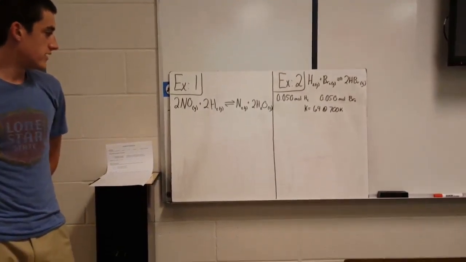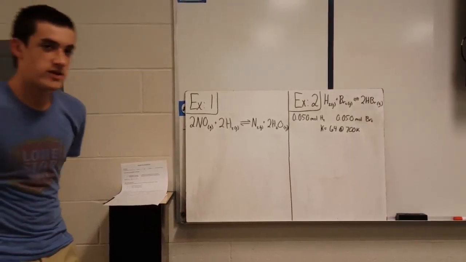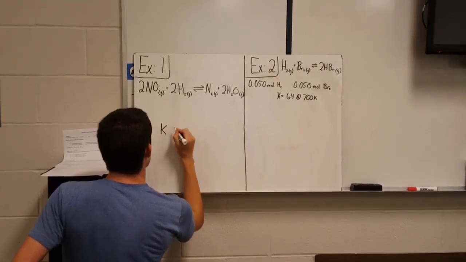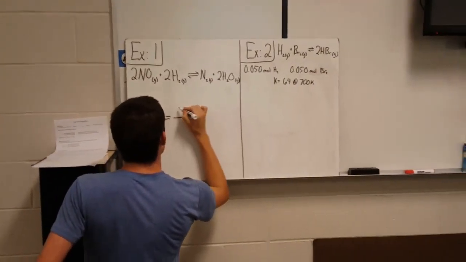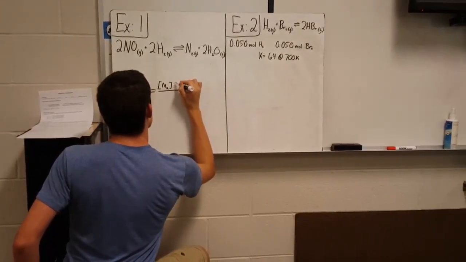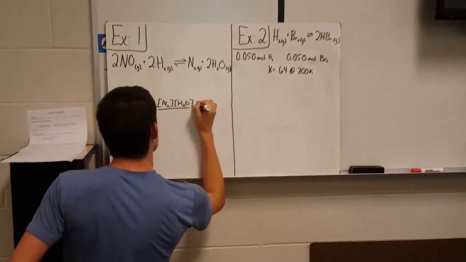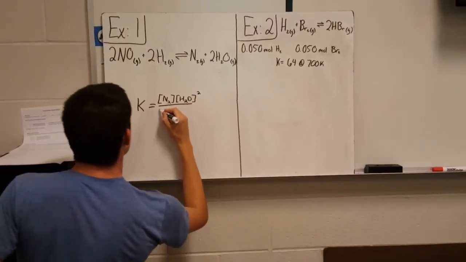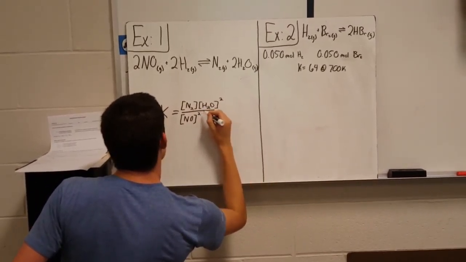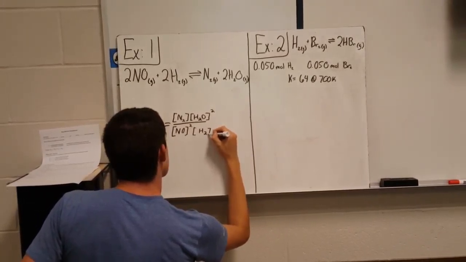When the reaction between nitrogen monoxide and hydrogen gas is allowed to reach equilibrium, the equilibrium expression is K equals the concentration of N2 times the concentration of H2O squared over the concentration of NO squared times the concentration of H2 squared.